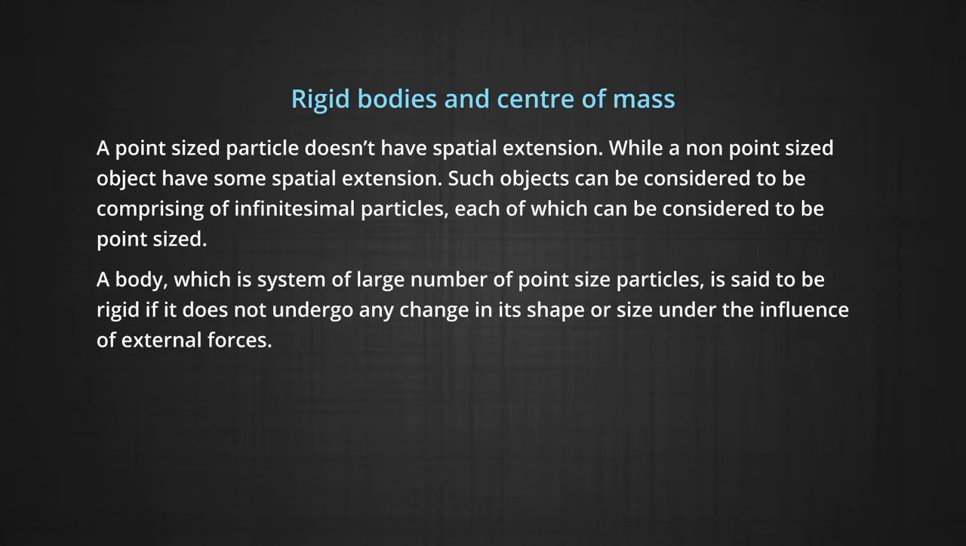A body which is a system of a large number of such point sized particles is said to be rigid if it does not undergo any change in its shape or size under the influence of external forces. One can also say the relative positions of the particles of the body remain the same under the influence of external forces.